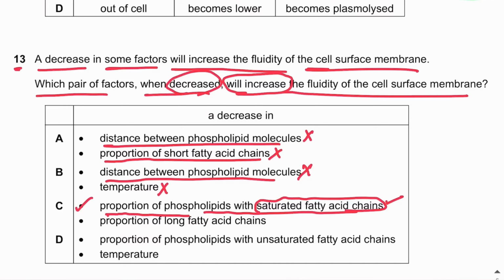Proportion of long chain fatty acids. If you decrease the proportion of long chain fatty acids, it means you're putting up short chain fatty acids, and this will increase the fluidity of the membrane. Guys, always remember this point: the longer the fatty acid tails, the lower the fluidity. The shorter the fatty acid chains, the higher the fluidity. Right? So C is the answer, because if you decrease these two factors, this will increase the fluidity of the membrane.